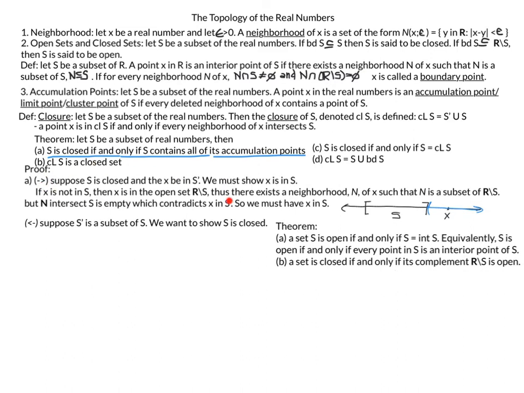Here I put the shortened version of the proof that's in your book for your reference. I also put the theorem that we use to prove the forward direction of part A, because we're going to use that also in the other direction of part A. The other direction of part A is to assume that S contains all of its accumulation points, that is, S prime is a subset of S, and we want to show that S is closed.